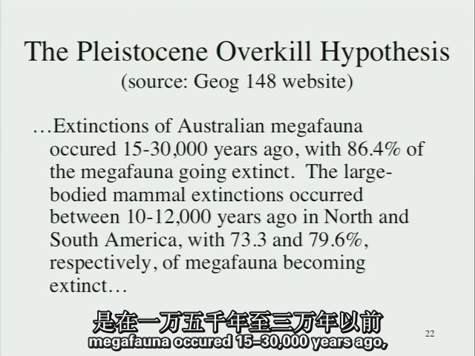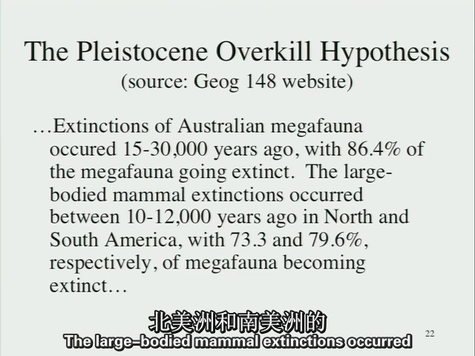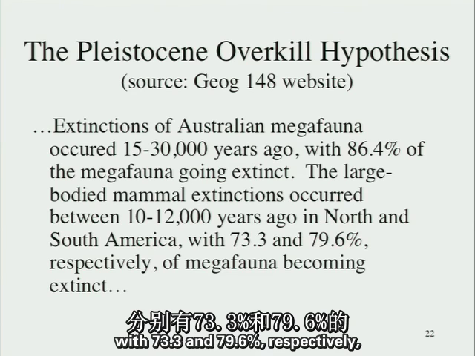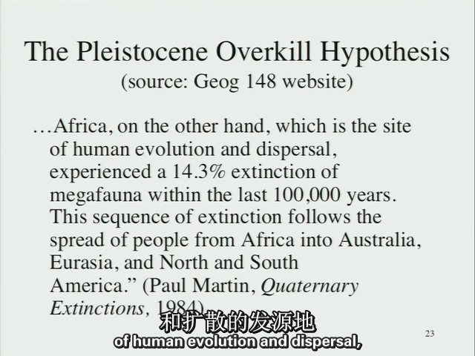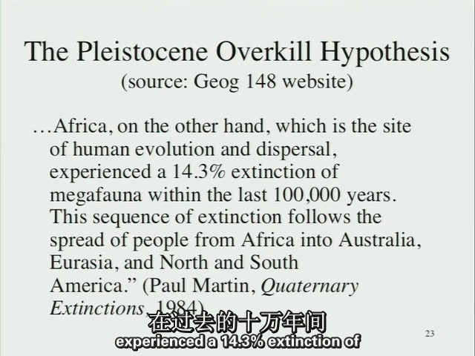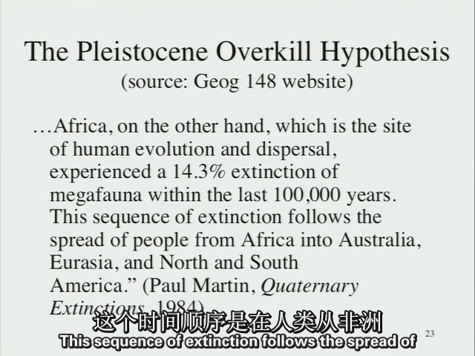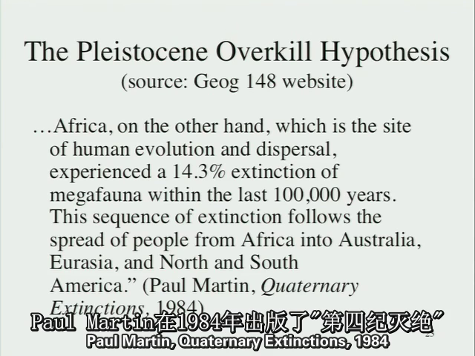Extinctions of Australian megafauna occurred 15 to 30,000 years ago, with 86.4% of the megafauna going extinct. The large-bodied mammal extinctions occurred between 10 and 12,000 years ago in North and South America, 73.3 and 79.6% respectively of megafauna becoming extinct. Africa, on the other hand, which is the site of human evolution and dispersal, experienced a 14.3% extinction of megafauna within the last 100,000 years. This sequence of extinction follows the spread of people from Africa into Australia, Eurasia, and North and South America. Paul Martin, Quaternary Extinctions, 1984.